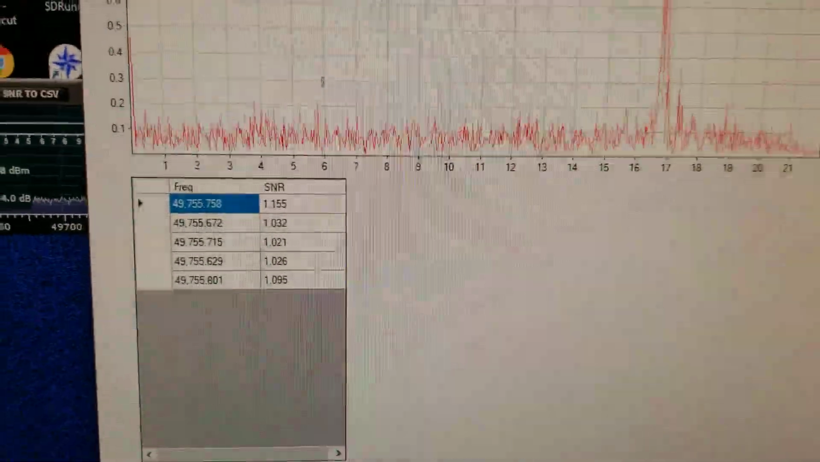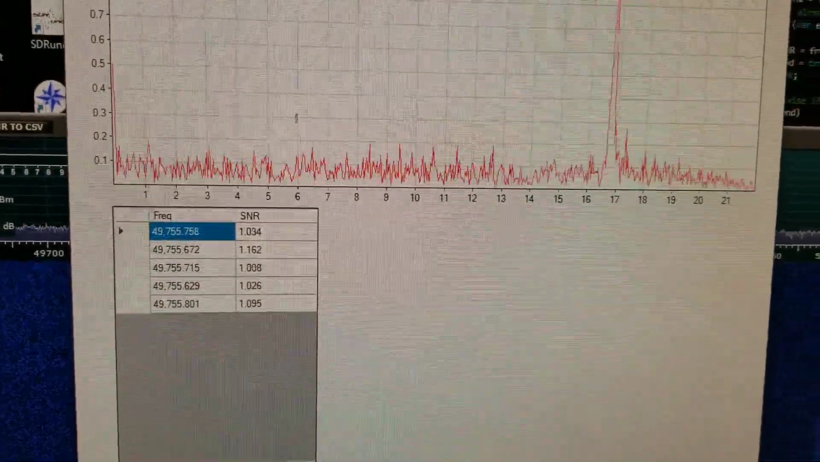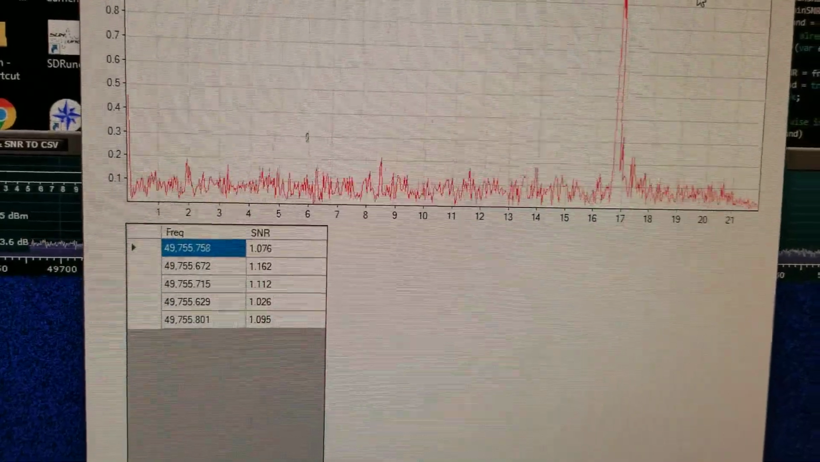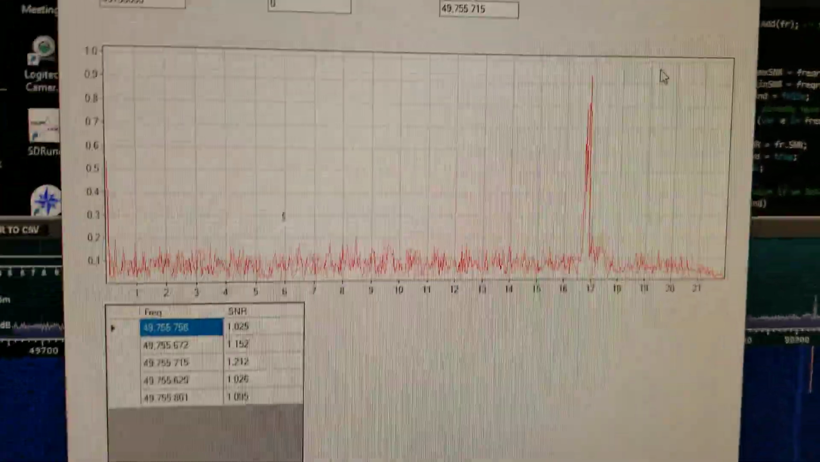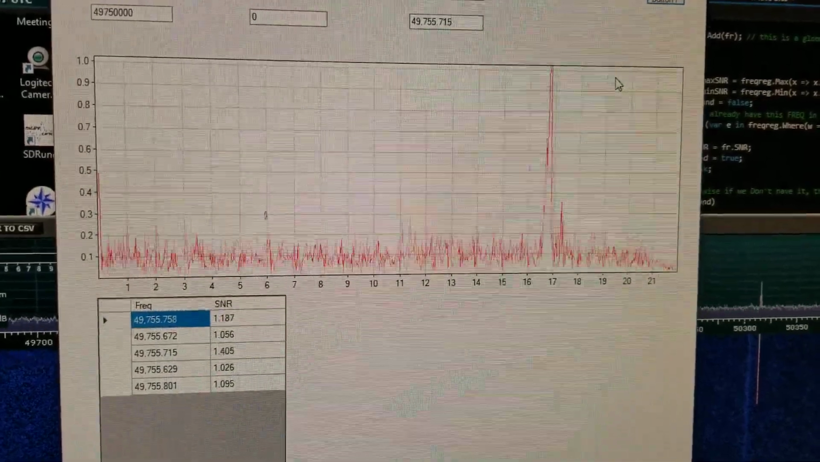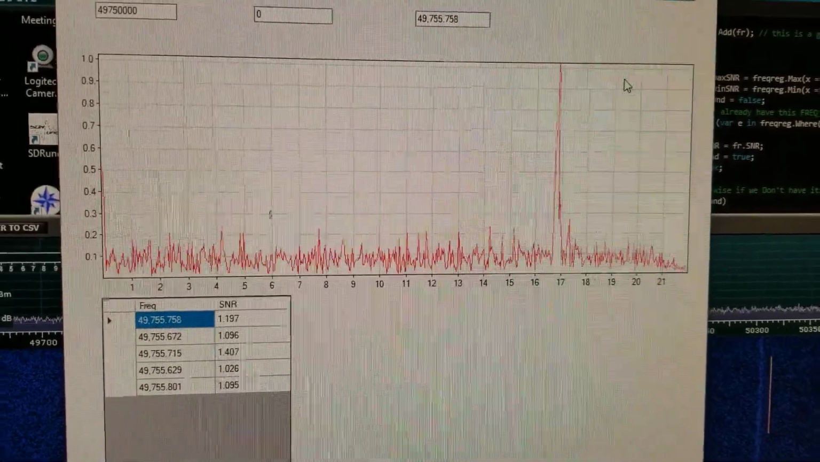Right, so the idea being you're going to look for the strongest video carriers, and this will monitor 10 at this point. It could be any number. I could make it 20 or 100, but it's not likely to have that many show up at once in this sort of span.